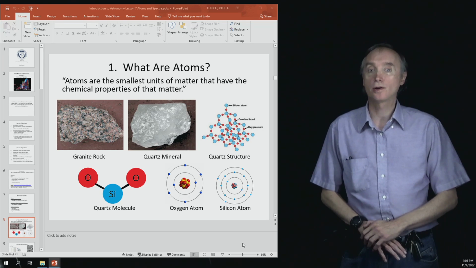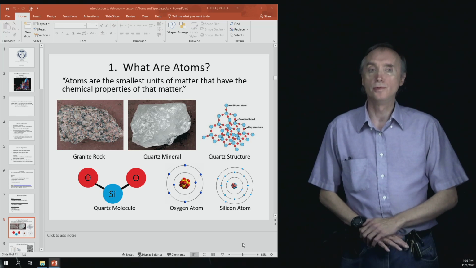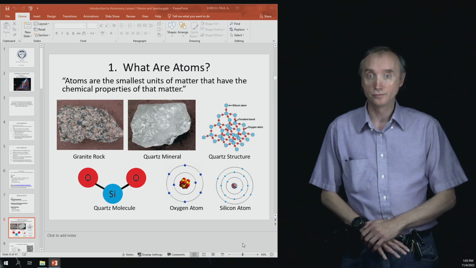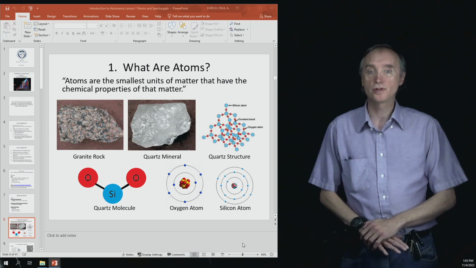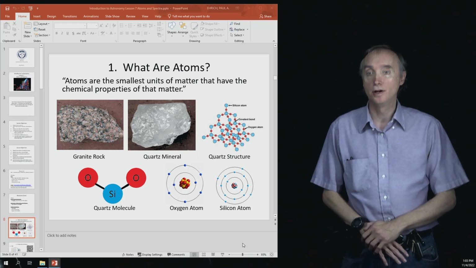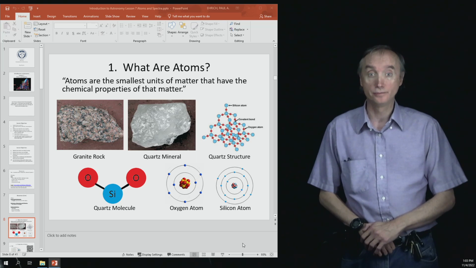You'll notice that quartz is only made of two different kinds of elements. It's made of the element oxygen, and the element silicon. The chemical compound is SiO2. That's what quartz is composed of. If you were to take the quartz molecule and hit it with a hammer, you could break it apart into the atoms of oxygen and silicon.